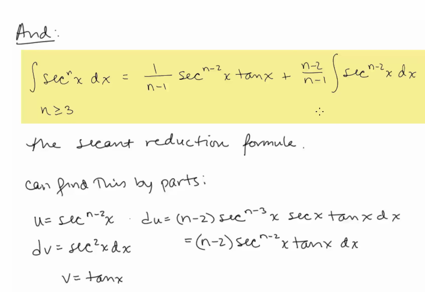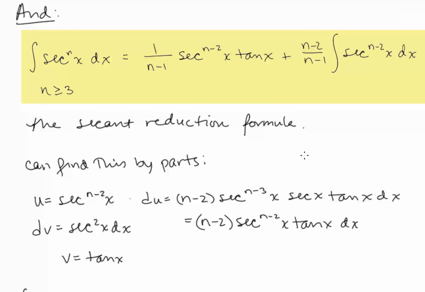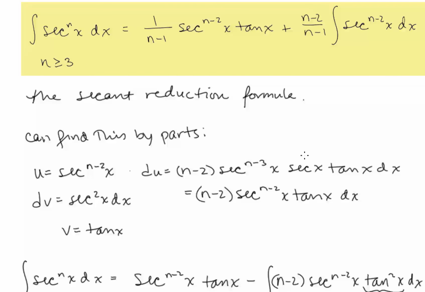It also applies to n greater than 3, and we can start with, for example, secant to the 7th power here, and then end up having to integrate secant to the 5th, which we could reduce again to secant to the 3rd, and then reduce again to secant x. And this formula comes from integration by parts. It's actually a circular by parts problem. So let's take a quick look at that.